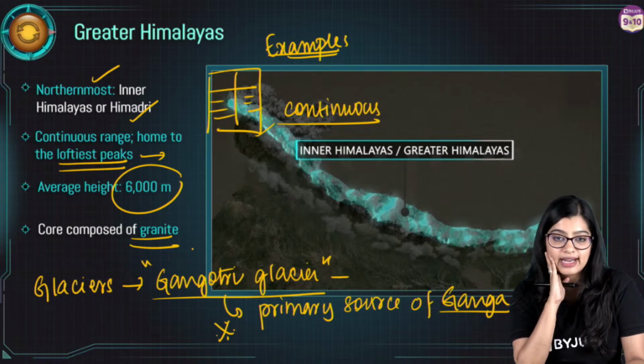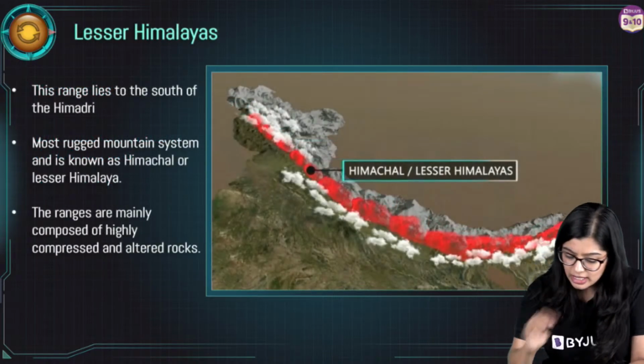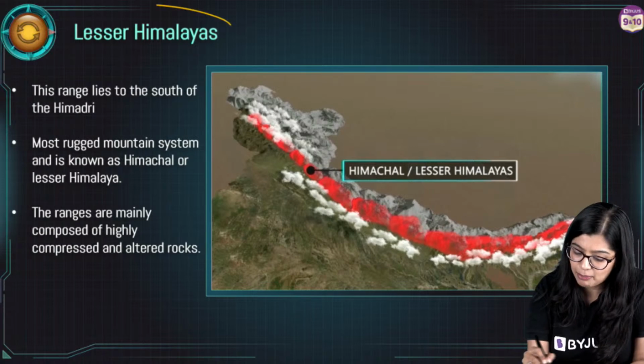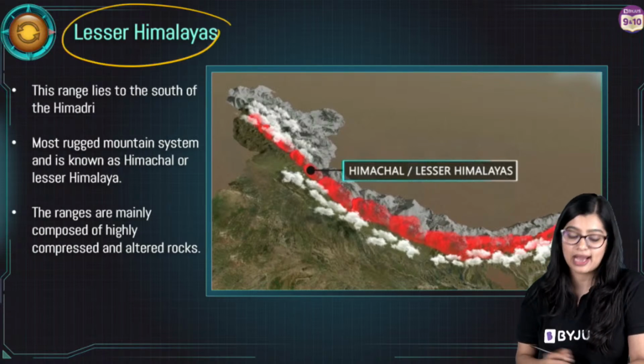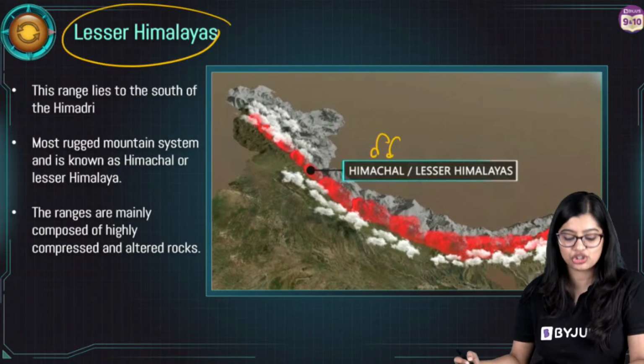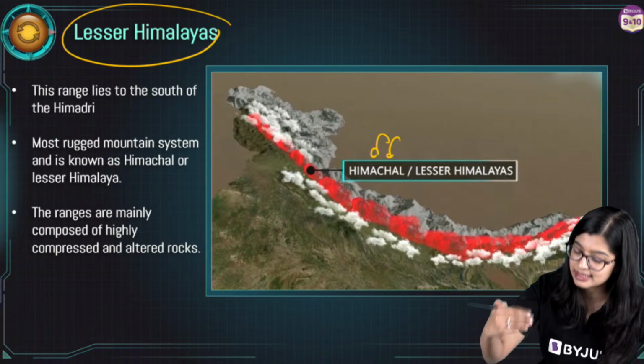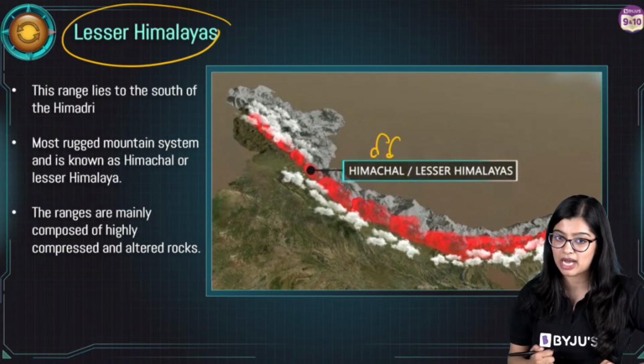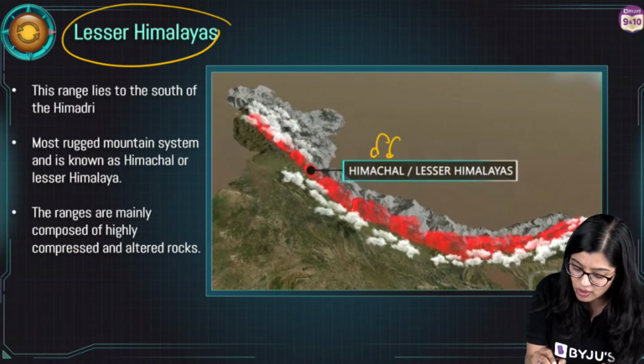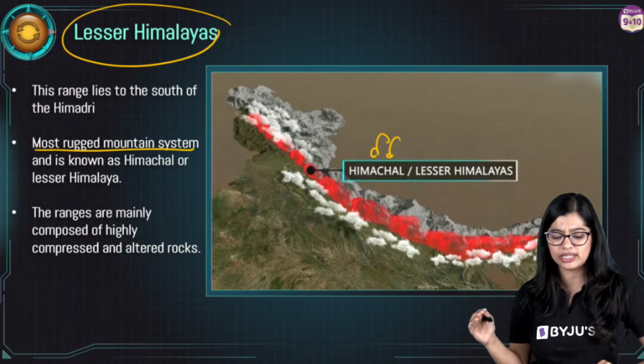Yes, very good, exactly. Now, of course, the next part is the lesser Himalayas, or what we call the Himachal. This is the next one, right? As you can see, this lies in the south of your Himadri region. And we know that this is a little more rugged mountain system.